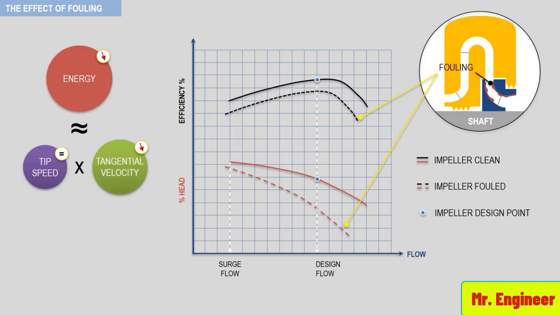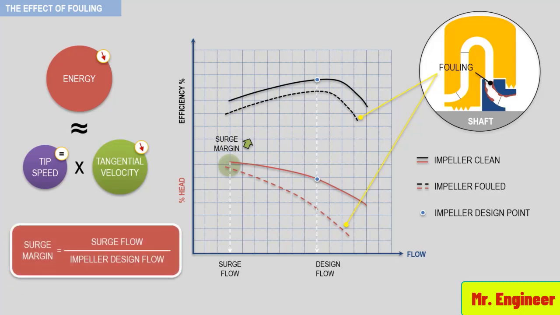Note here that the surge margin actually increases slightly in the fouled condition. This is because the cause of surge is low gas velocity. Since the area of the flow passage is reduced, then the gas velocity increases, thus increasing the surge margin. The surge margin is defined as the flow at surge divided by the impeller design flow.